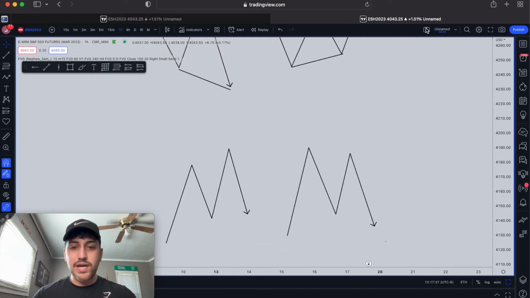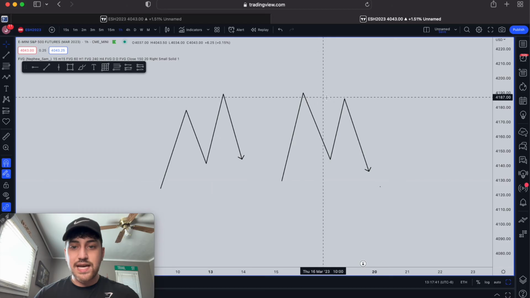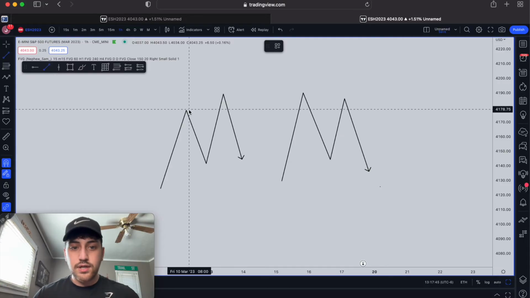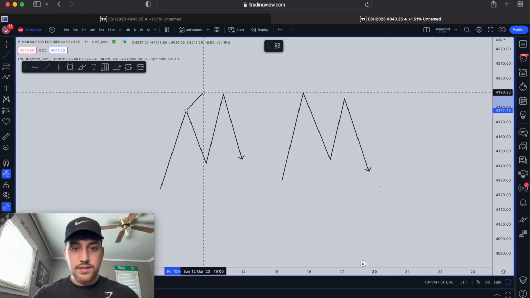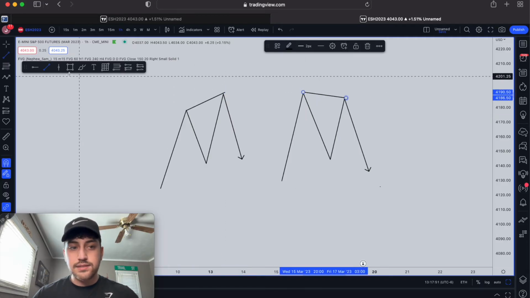Same concept with the bearish divergence, which is this one right here. So let's say this is ES and this is NASDAQ. Which one would you want to short, right? Obviously the weaker one. So you have ES making a higher high, but you have NASDAQ making lower highs. This is the one you would want to short, right?